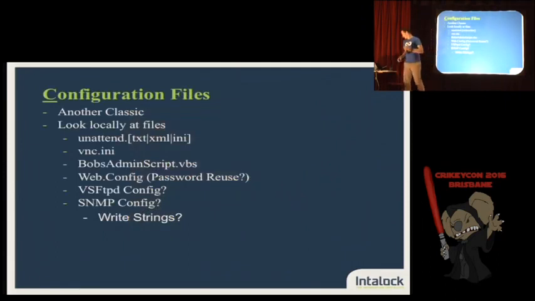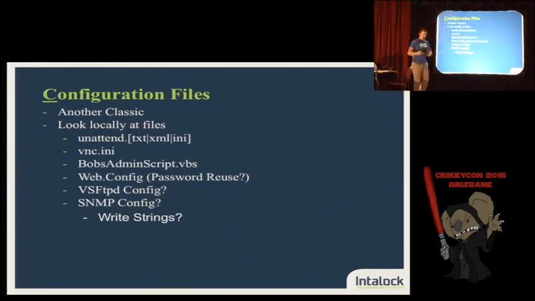Configuration files. So this is an absolute classic. I really love looking at configuration files. It could be locally on the box, it could be somewhere else. But your classic ones are things like the unattend, the sysprep stuff, which is not really around too much anymore in any kind of new networks. If you do see it, then yeah, they've got other problems.